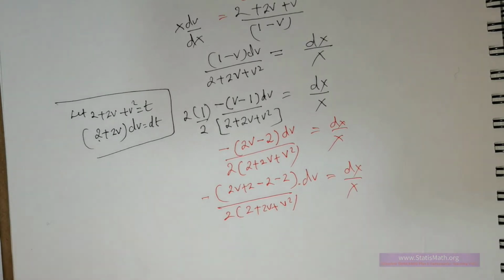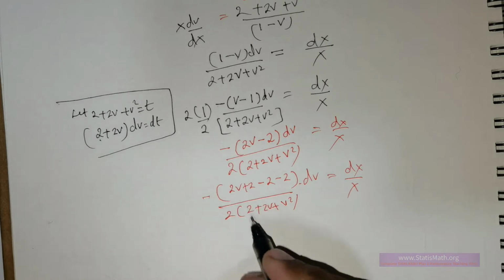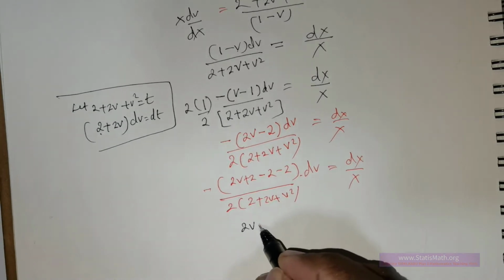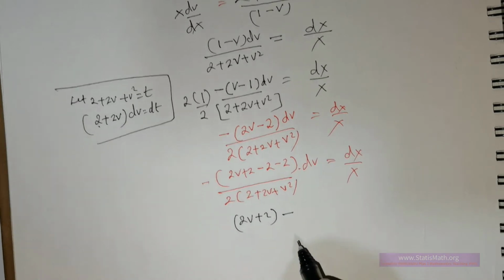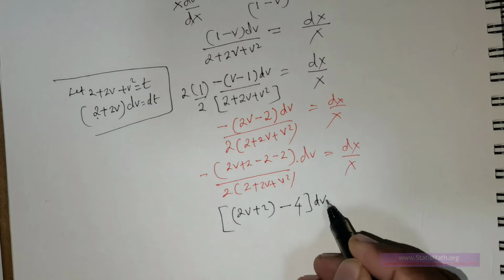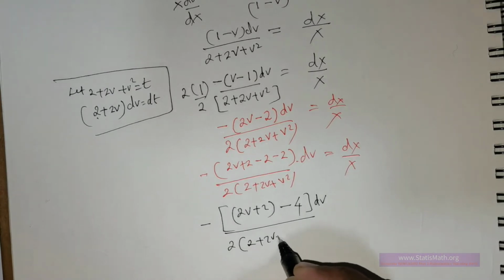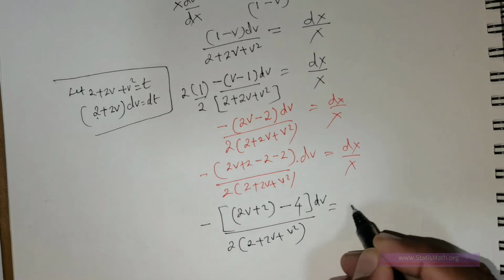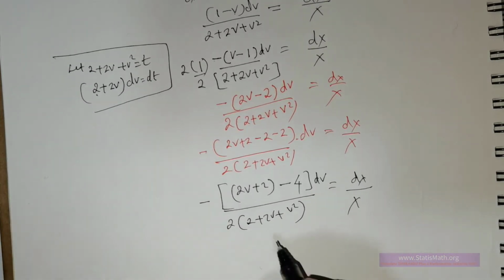Now the question is, we have to rewrite this term again. So I'm going to have 2v with a 2, and then negative 4. I'm going to rewrite it in this fashion, divided by 2 plus 2v plus v squared, equal to dx divided by x. So this is the way I'm representing it.